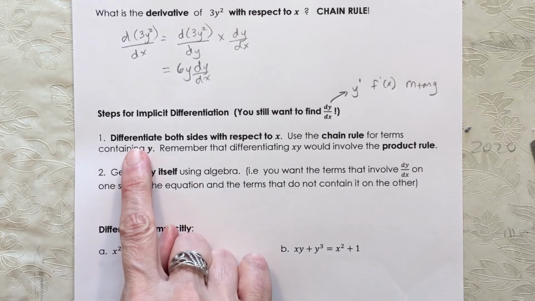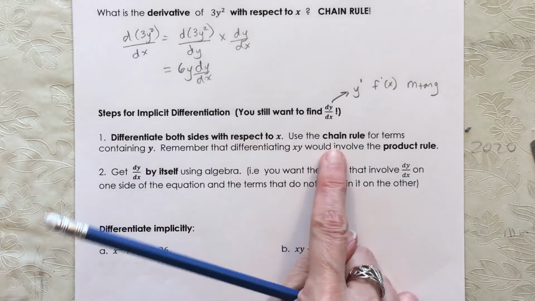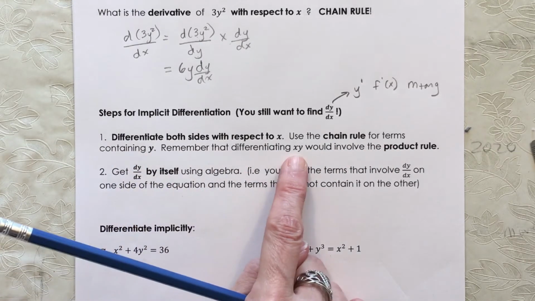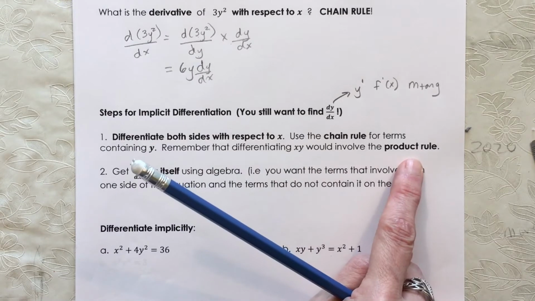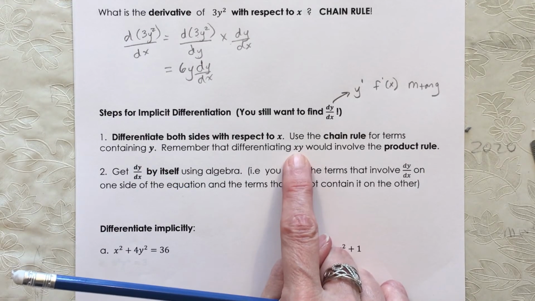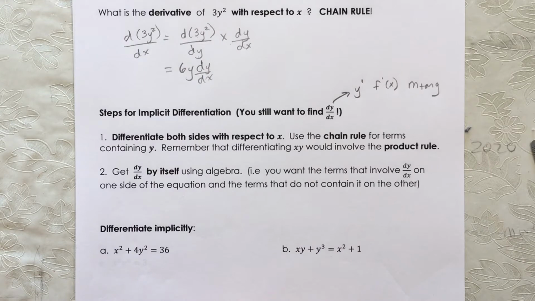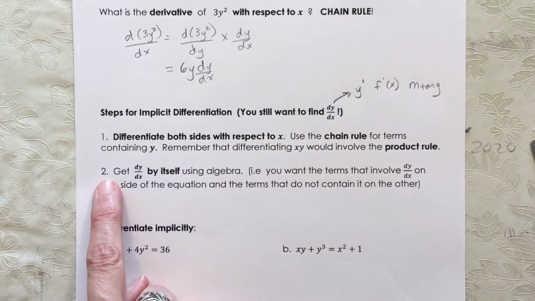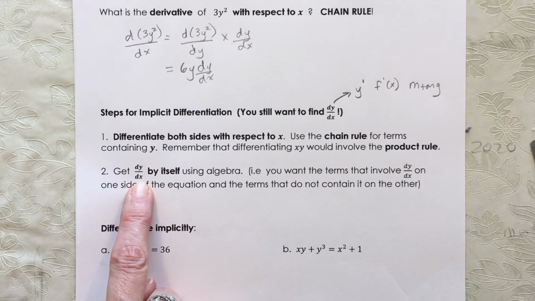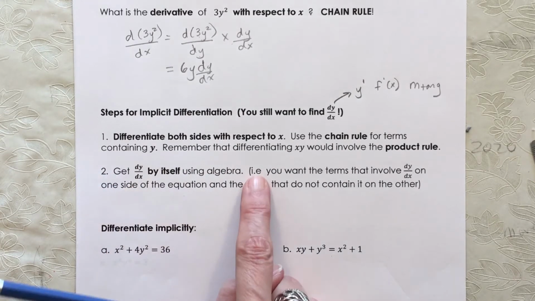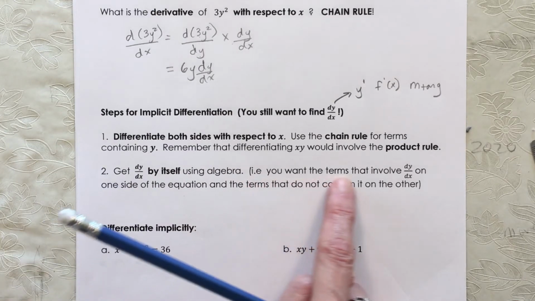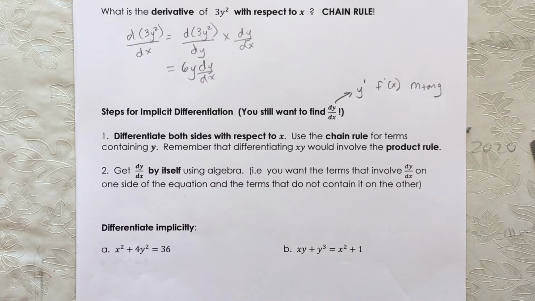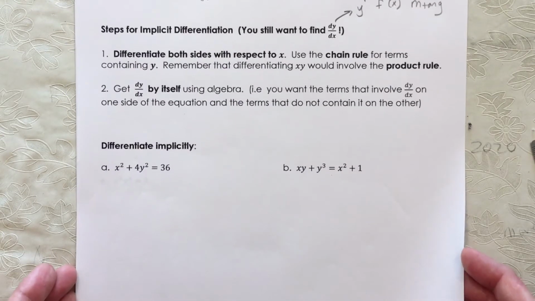So our steps are: differentiate both sides with respect to x. Remember that you have to use the chain rule for terms containing y. And remember that differentiating x times y would involve the product rule because we have two functions multiplying together, a function of x and a function of y. Then after we've done the differentiation, the next step is to get dy by dx by itself using algebra. So for example, you want the terms that involve dy by dx on one side of the equation and the terms that don't on the other. Okay, so we'll go through some examples here.